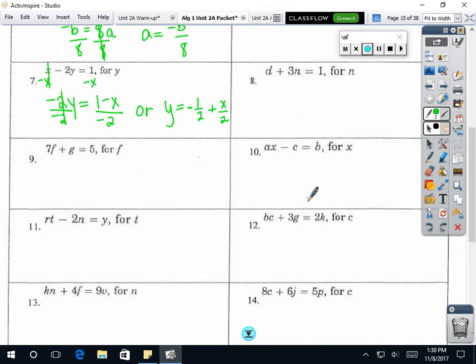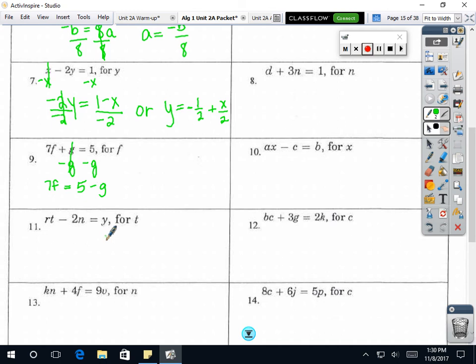All right, number 9. 7f plus g equals 5, and they want you to solve it for f. So to get f all by itself, what do we move to the opposite side of the equation first? How do we move it? Right, we subtract g. On this side it cancels out because g minus g is 0. And then we subtract it on this side, but can you actually subtract g from 5? No, so when we rewrite the whole thing, you're just going to write 5 minus g. You can't actually combine them.